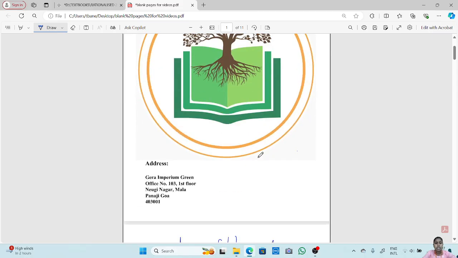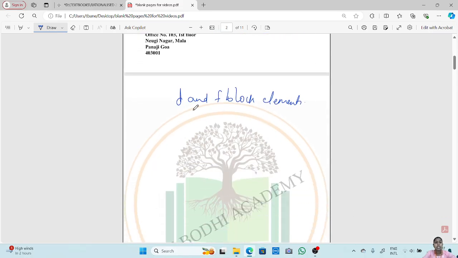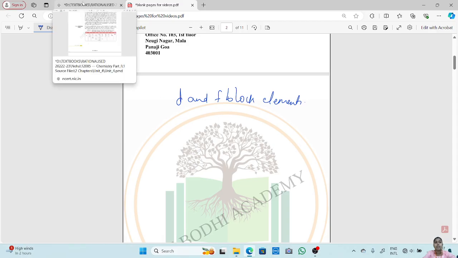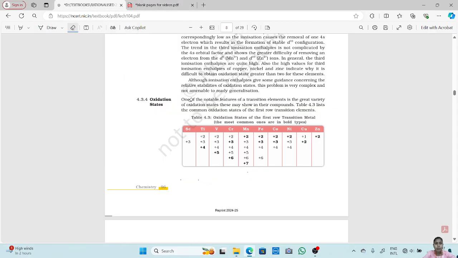So, in today's video, we'll see the D and F block elements, continuation of that, and in today's video, we'll see about the oxidation states. Now, oxidation states means the ability of a molecule to share or lose its electrons is what we show in the form of oxidation states. So, it is a notable feature of the transition elements.